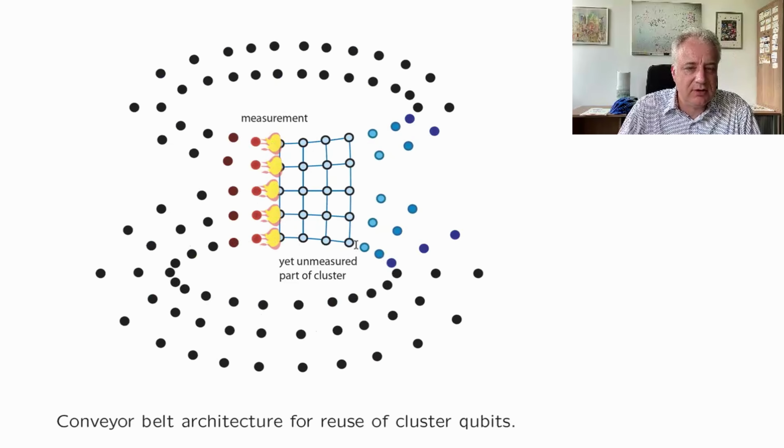So you have some sort of conveyor belt architecture where you shrink the cluster state on one side by performing the measurements that drive the algorithm, and on the other end of the cluster state you attach more cluster states so that you can do more computation. That gets rid of this qubit overhead mostly, if that's a primary concern of yours.